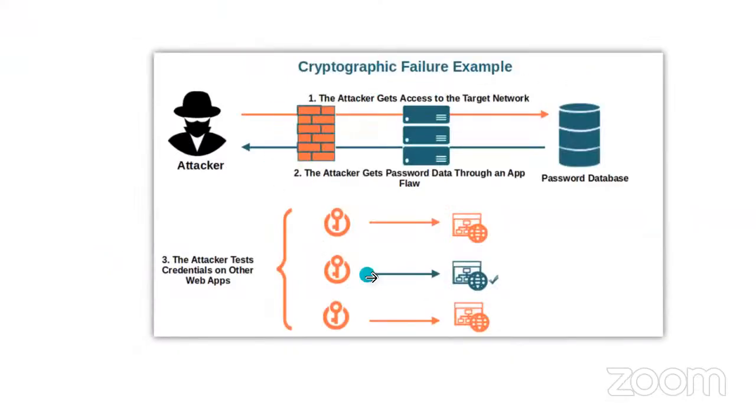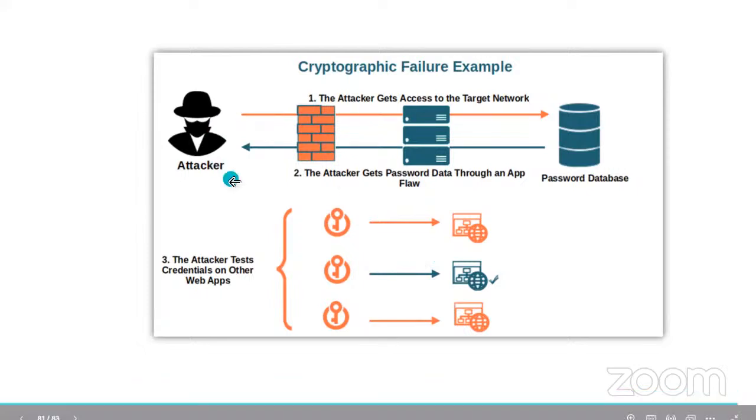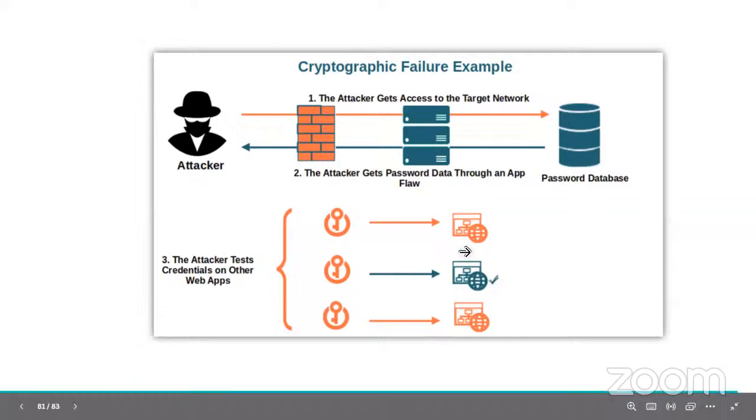Coming to weak encryption, that falls under the category of the OWASP Top 10 vulnerabilities. In that, cryptographic failure is also one of the vulnerabilities. What happens here? The attacker gains access to the targeted network and then gains access to the database. Before that, we'll quickly do a recap on encryption and decryption.